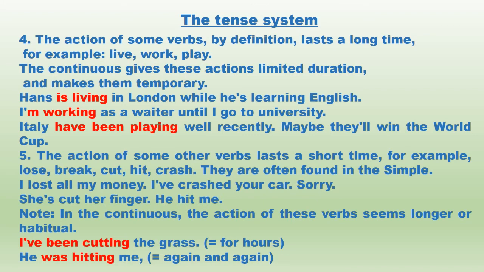The action of some other verbs lasts a short time, for example, lose, break, cut, hit, crash. So these verbs are the opposite of the verbs in the previous example. These verbs last a short time when I use them in the simple aspect, but when I use them in the continuous aspect, they may last a long time. For example, I lost all my money, or I have crashed your car, or she has cut her finger, and he hit me. So here these verbs express that they last a short time. While when I use the same verbs in the continuous aspect, the action of these verbs seems longer. For example, I have been cutting the grass, so maybe for hours, or he was hitting me, maybe again and again.